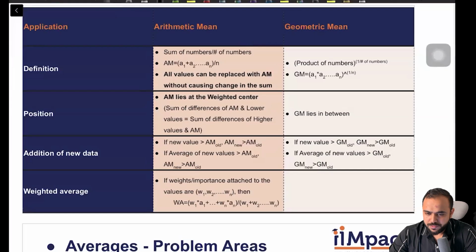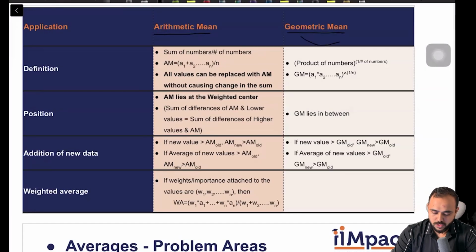So there are two types of averages that we are going to concern ourselves with. One is arithmetic mean and the other is geometric mean. Even within these two, the weightage of arithmetic mean is too much as compared to geometric mean. In all honesty, geometric mean is generally only asked in the context of AM-GM inequality. That is generally the only use of geometric mean.